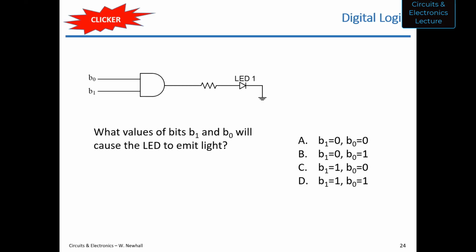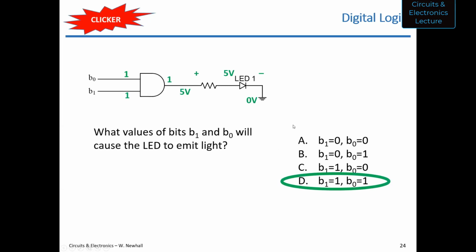So what you need is 5 volts across this LED and resistor right here. That's what you want. On the right node, you have ground, which is 0 volts. So that means you need a plus 5 volts node voltage at the output of the AND gate. And the only way to get 5 volts, which is a 1, at the output of an AND gate is to have B1 equal to 1, B0 equal to 1. And so that would be D.